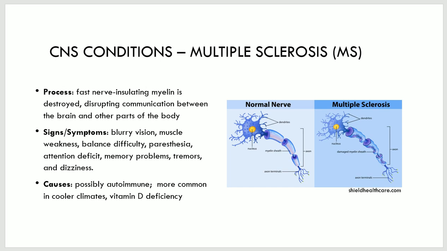Signs and symptoms also include attention deficit, memory problems, tremors, and dizziness. So this is pretty broad in general. It's difficult to diagnose just based off the signs and the symptoms. So typically, neurologists and doctors will go through this by deduction, right? So they're crossing things off of a list until they get to this as a potential.